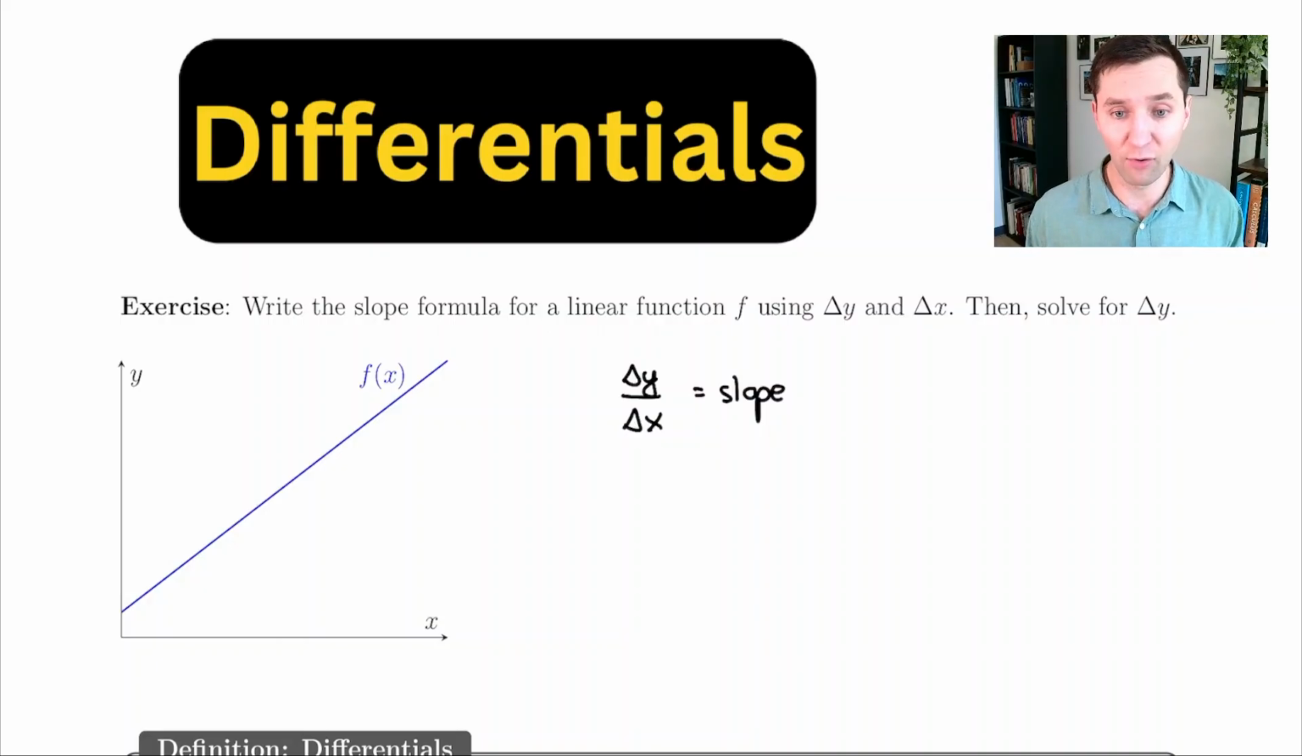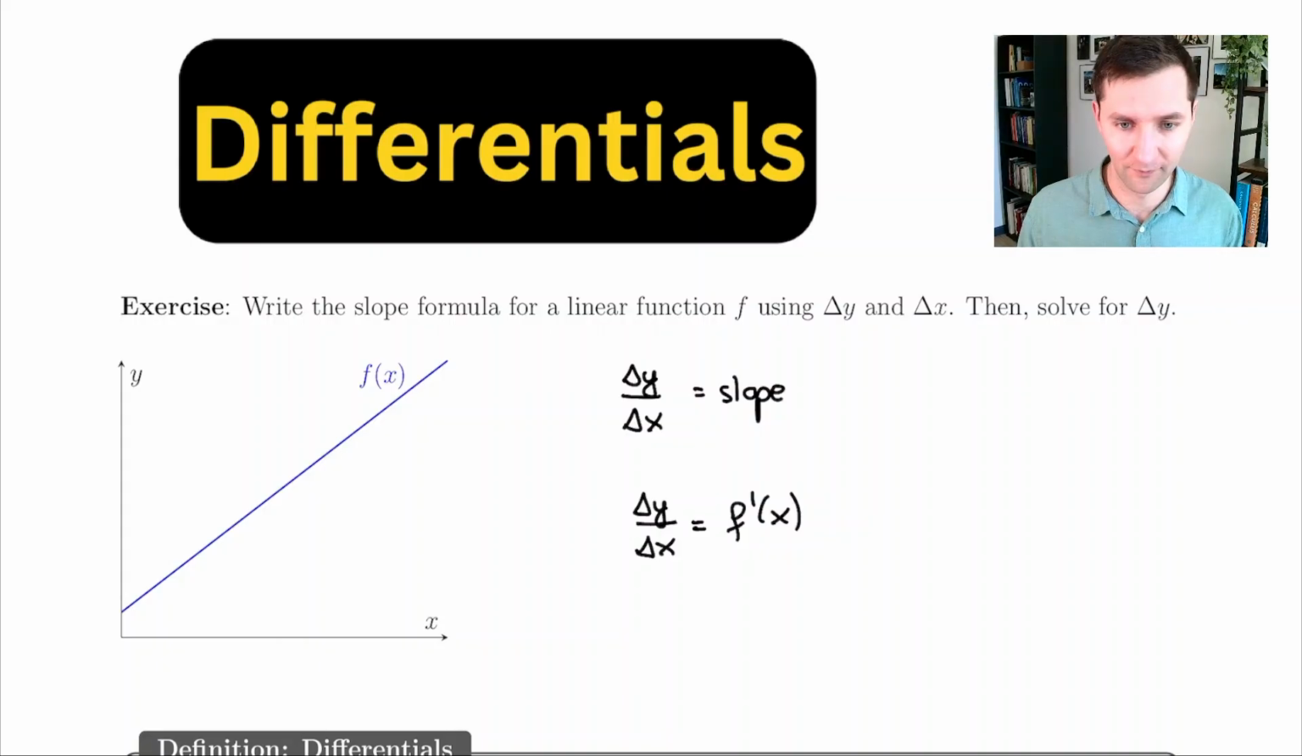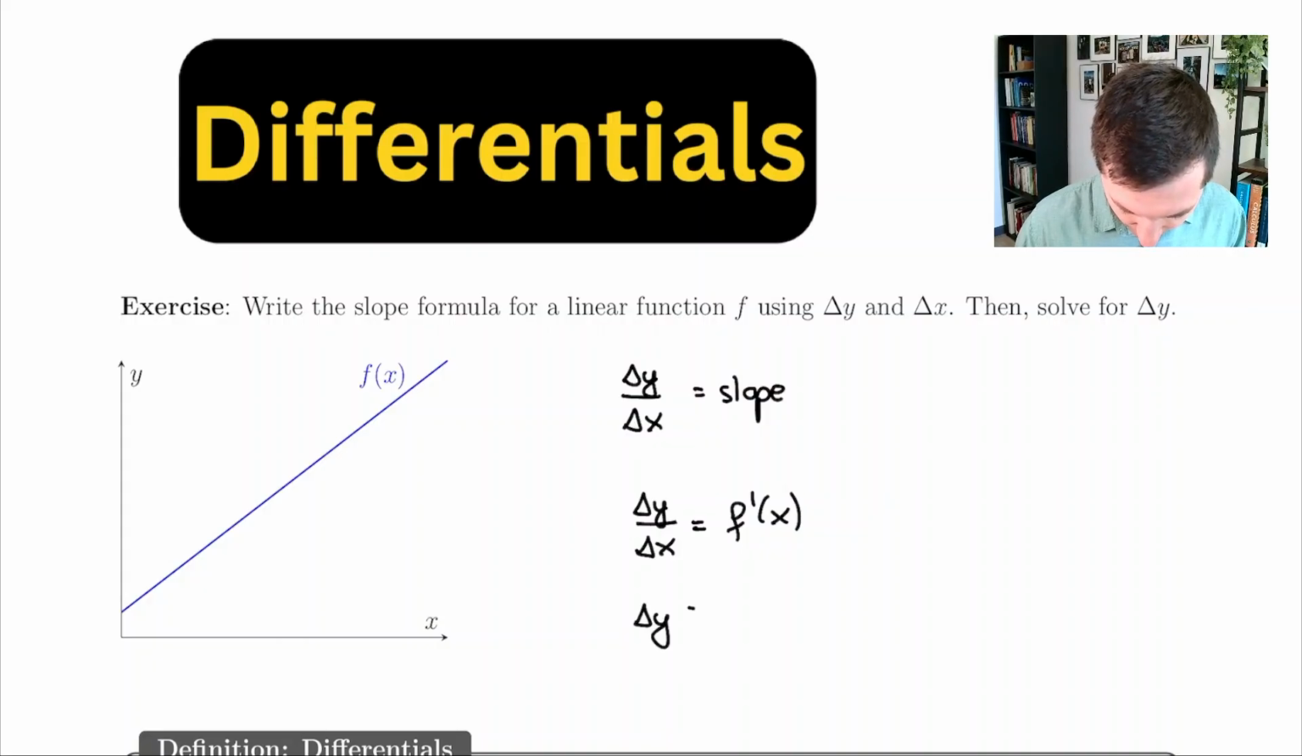You can write this equation slightly differently. You can say that the slope of a linear function is its derivative, which means I can rewrite this equation as delta y divided by delta x equals f prime of x. To show you where differentials come from, let me multiply both sides of this equation by delta x. When I do that, I will get delta y equals f prime of x times delta x.